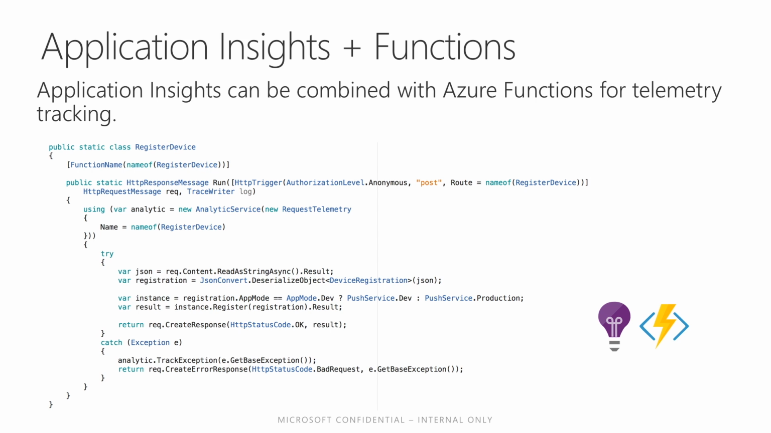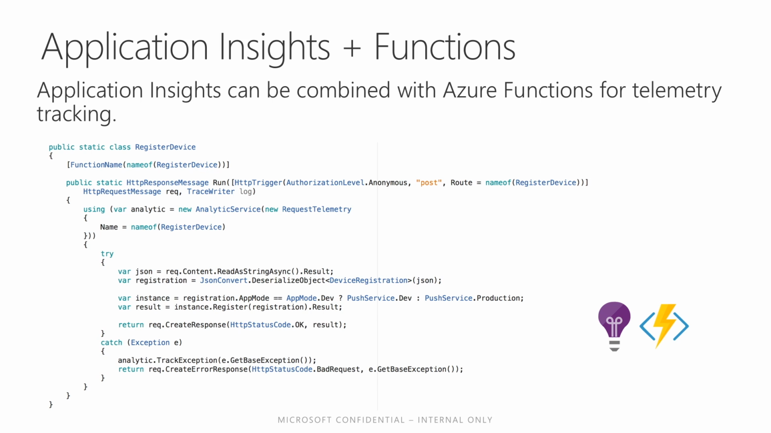What the analytics service does, we don't actually need to see the code. I'm just going to talk about what it does. What it does is take a new request telemetry, set up an operation context for the code to be run inside the using statement. So what it'll do is it will take that new request telemetry, say start operation, run all the code inside the try catch block, and then stop the operation.